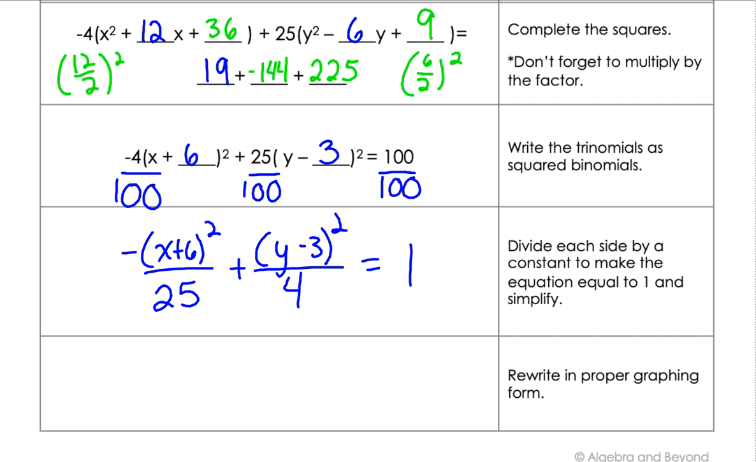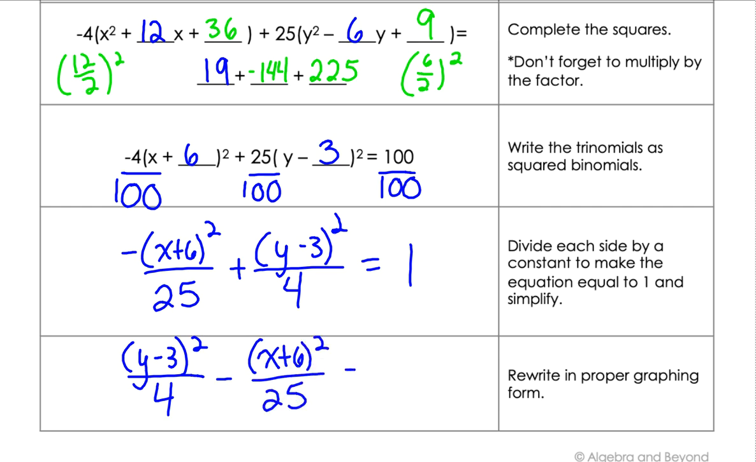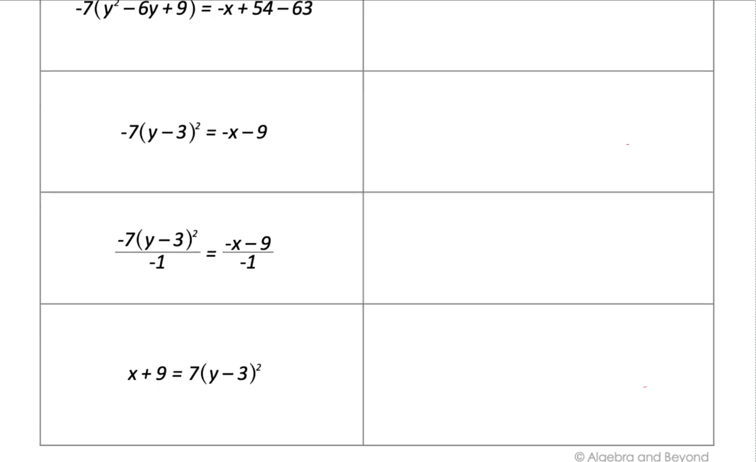So then the last thing we do is we just rearrange it so that it's in proper graphing form. So in this case, it would be y minus 3 squared over 4 minus the x plus 6 squared over 25 equals 1. So that would be how I convert a hyperbola from its generic form into its proper graphing form. All right, let's move on to our last one here.